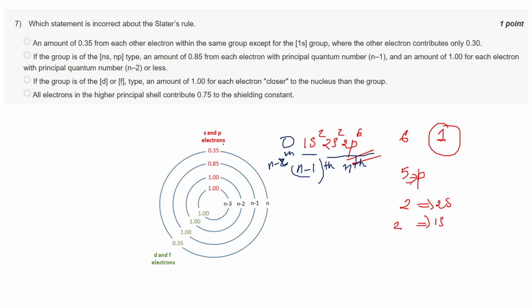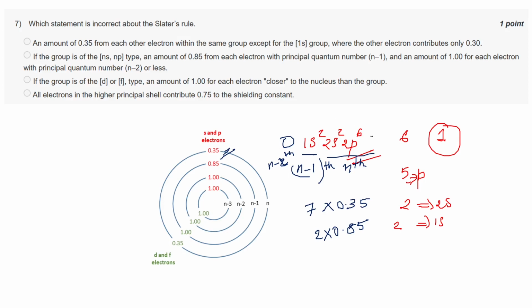So if there are other electrons in the same shell as our electron, then we have to take 0.35 for each electron. In this case, I have 5 plus 2, 7 electrons in the same shell, that is 2s and 2p. So I have to take 7 into 0.35 for this nth shell. And for the n minus 1 shell, I have to take 0.85 per electron. There are 2 electrons in 1s2, so 2 into 0.85. And if there was any n minus 2 shell, then the contribution will be 1 per electron. And this is for d and f electrons.